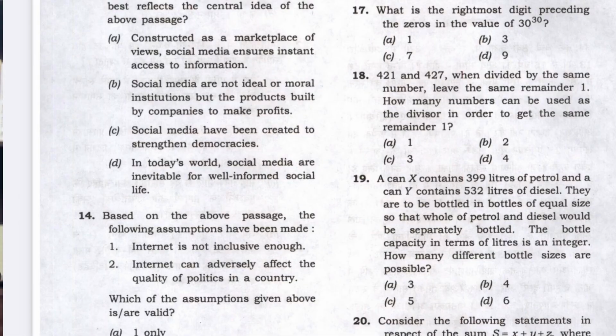All right, so we move on to the next question. So I have got the 16th question right, I have got the 18th question correct. Now look at question number 19. It talks about two cans, a can X containing 399 liters of petrol and a can Y containing 532 liters of diesel. They are to be bottled in bottles of equal size, so that the whole of petrol and diesel would be separately bottled. The bottle capacity in liters is an integer. How many different bottle sizes are possible?